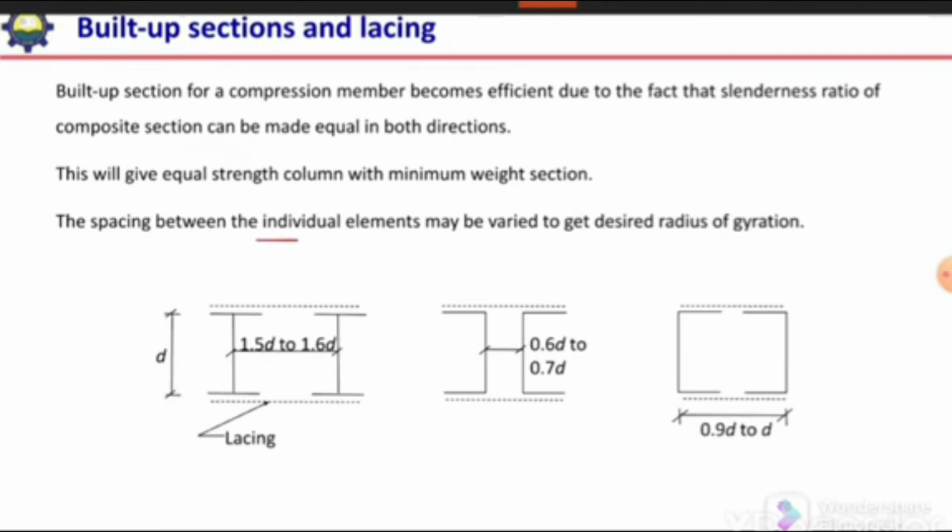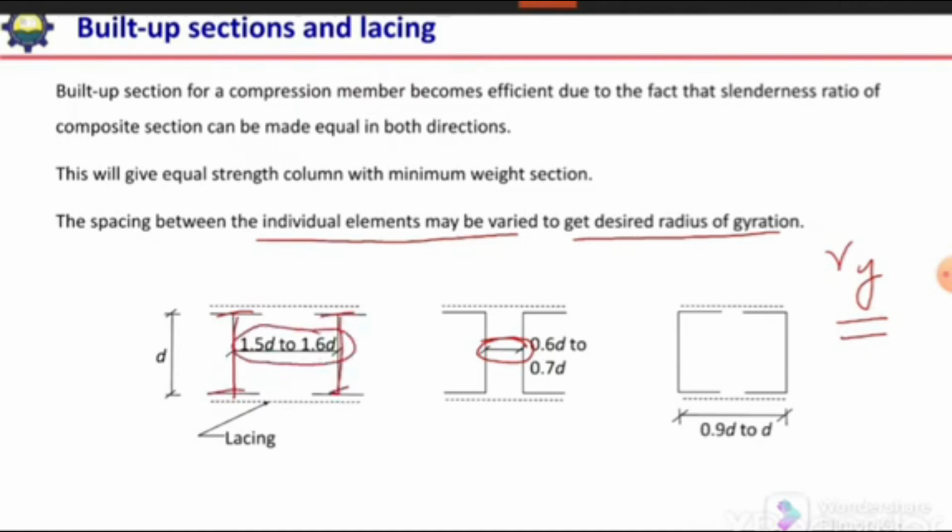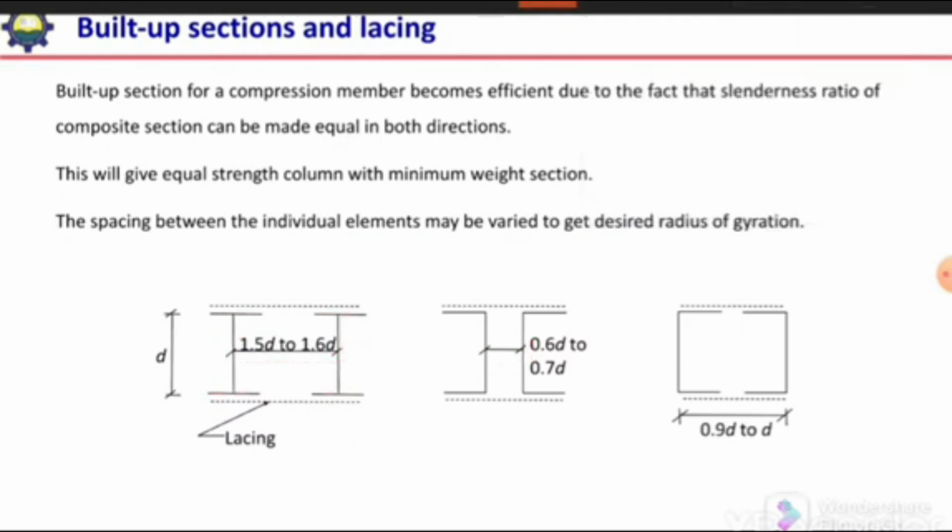The spacing between the individual elements may be varied to get the desired radius of gyration. So we can get our desired radius of gyration Ry by adjusting the spacing between the members. For example, if we are using W sections to make a built-up section, the distance between their webs can be 1.5d to 1.6d to equalize Rx and Ry. And if we are using channel sections back to back, the distance between their webs should be 0.6d to 0.7d, where d is the depth of the section.